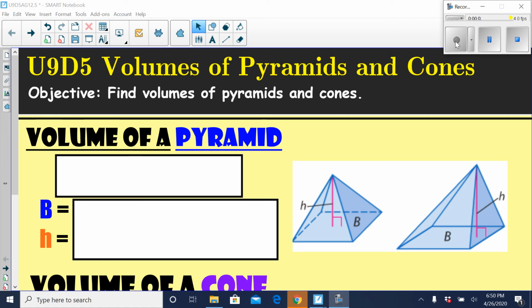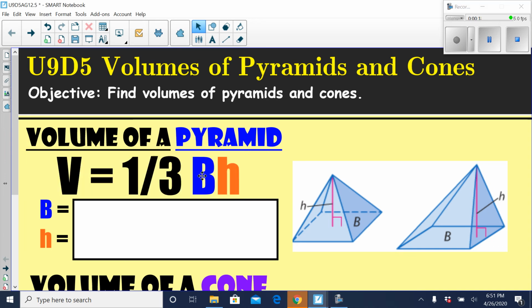Alrighty, today we are going to be talking about volume of pyramids and cones. So finding the volumes of pyramids and cones. We have two new formulas for today that you're going to want to write down. So here we go. First one, volume of a pyramid.